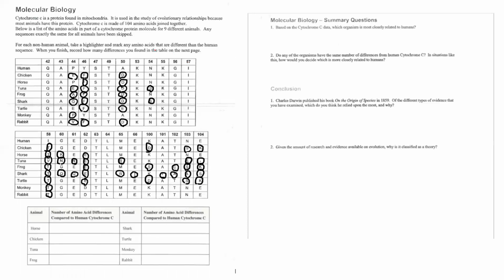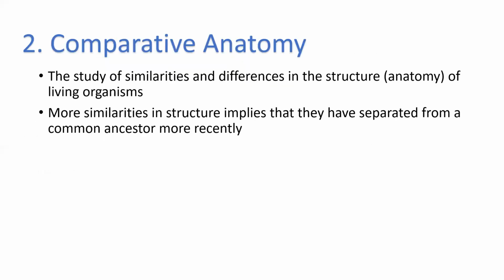And then you should have gotten something like this. And so you're going to go, okay, chicken: 1, 2, 3, 4, 5, 6, 7 differences, right? So chicken is the number of amino acids different. So you're going to put a 7 there. Okay. And then just answer a few of those questions right there in the workbook. Okay, comparative anatomy. We'll do this in the next lesson.